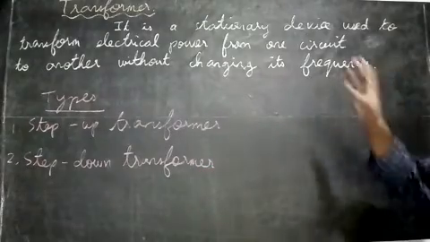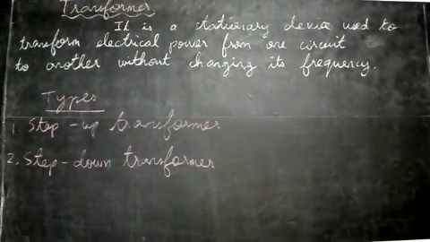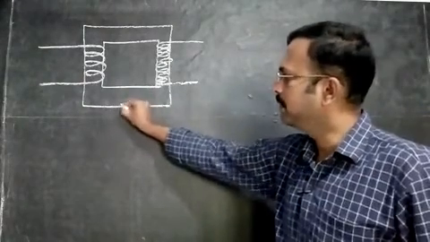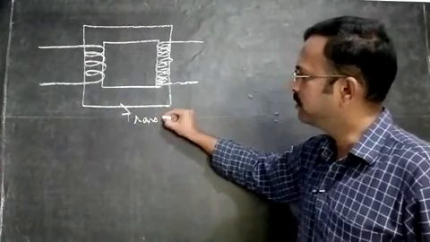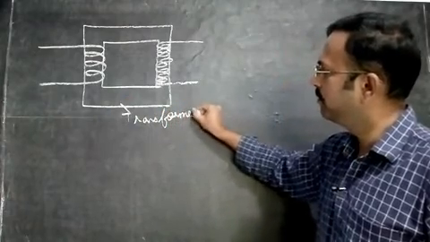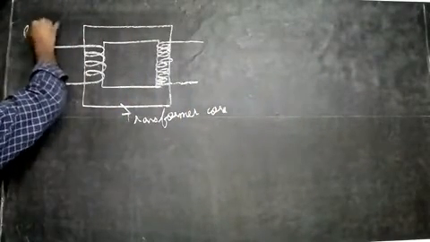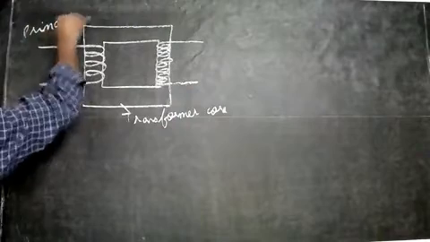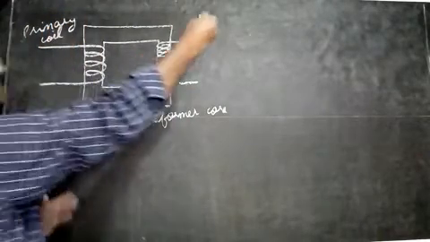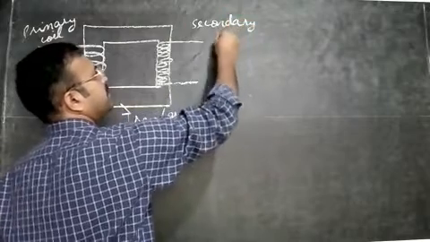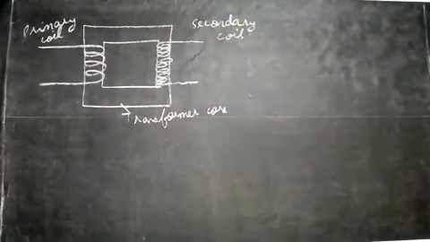Let's see the parts of the transformer now. First, this is the transformer core. We'll learn the construction also now. Then it has two coils. On the left side we have the primary coil, and on the right side we have the secondary coil. Remember Faraday's second experiment, the same one; we use that here.